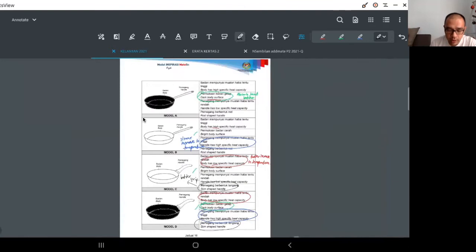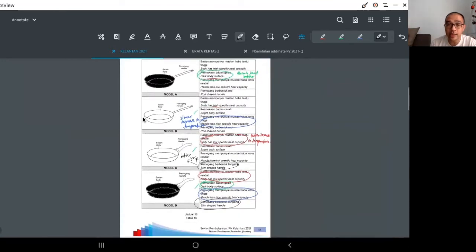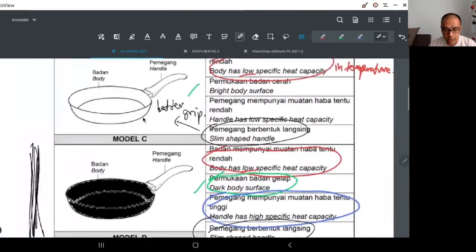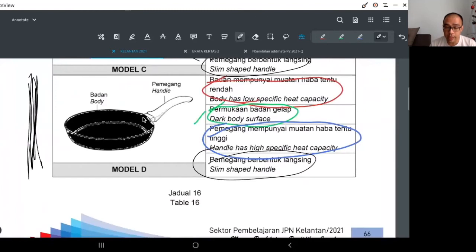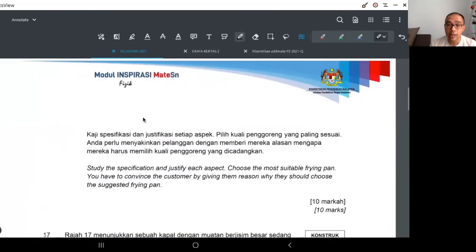But having seen all this analysis, you see that D is the one that fits everything. So because of that, we will formulate our answer according to D. The body, the dark body surface, and the slim shape handle. Then we will answer the 10-mark question.